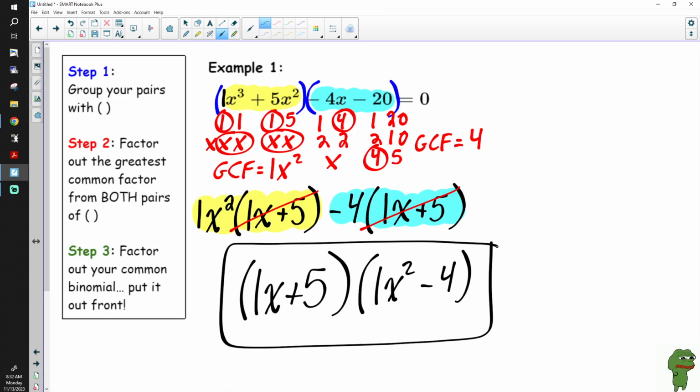We made two groups. We found their GCFs and wrote it out front. That's everything. This is factored. I know, that's why four-term polynomials are the best. So we can do factoring by grouping these real quick. That is factor by grouping. Questions on the grouping, the GCFs, or writing your final answer?